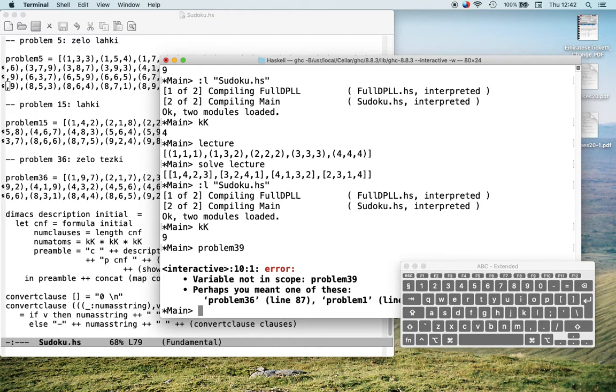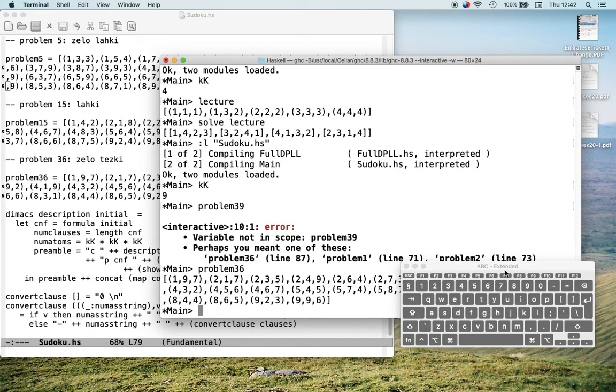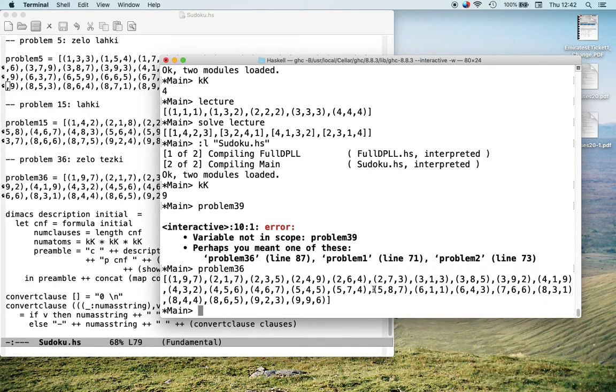Okay, that should have been 36, not 39. That variable was not in scope. Problem 36 should be in scope. There we are. So those are the initial values. And now let's solve the Sudoku problem. I want to solve that variable.